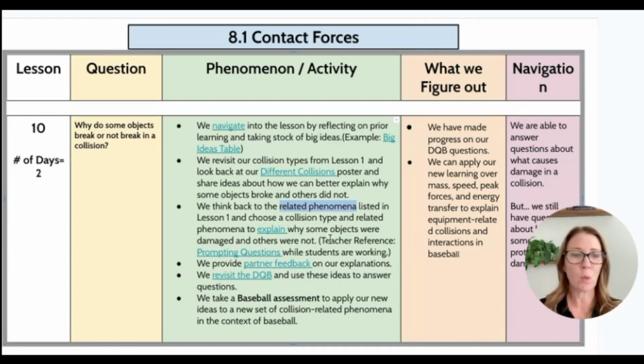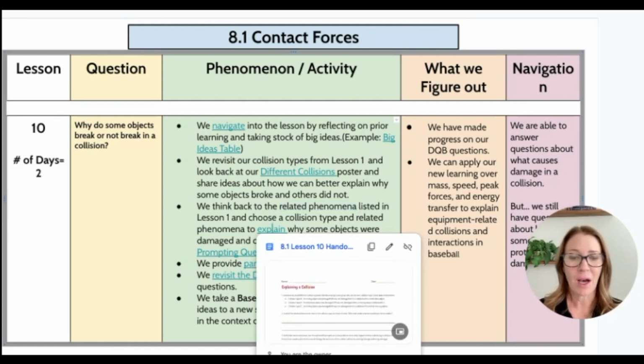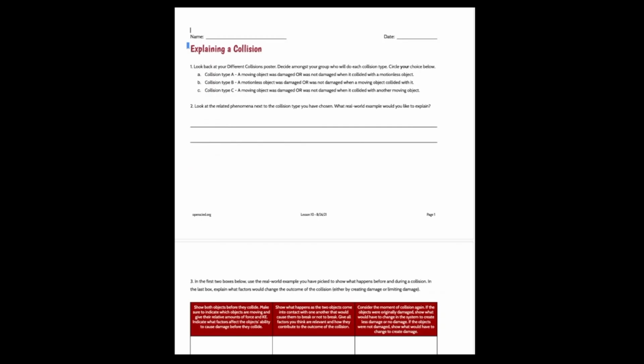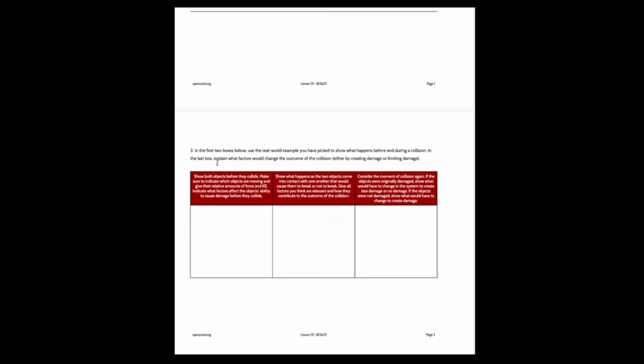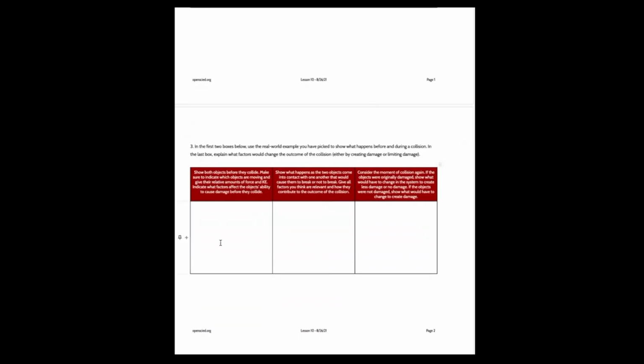What they're going to do is choose one collision type and one related phenomenon, because we're now going to use our ideas from the entire unit to explain other collisions other than the ones that we've already been using, mostly the CART system. And so we're going to explain why some items were damaged and some objects were not. They're going to use this handout explaining the collision. They're just going to pick what collision type it is, and they're going to explain what's happening. Let me open this up. They're going to explain a collision and which related phenomenon they have chosen. And then they're going to fill out these boxes: show both objects before they collide, what happens when they collide, and the moment after the collision. So very familiar to lesson 1 initial models.